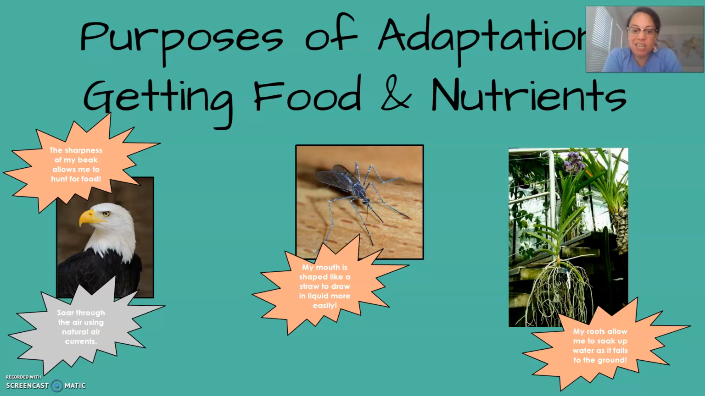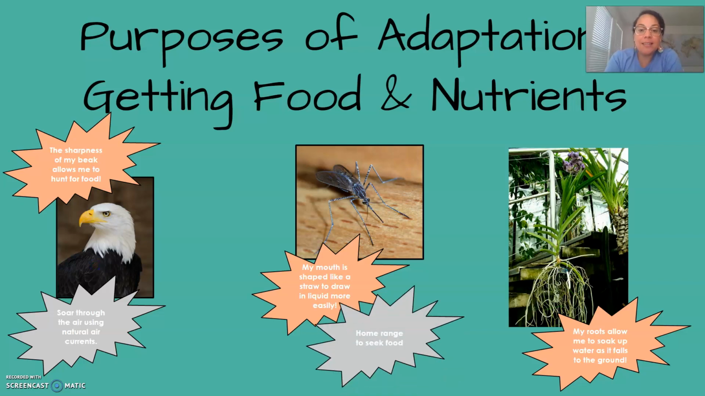Okay, and now a mosquito. Its mouth is shaped like a straw, so it can draw in more liquid easier. But one thing I read about recently is that mosquitoes have this home range for their food. Some mosquitoes will only hunt low to the ground. That's why it tends to be that our legs get bitten up the most during the summer. And other mosquitoes, they prefer to be really up high, even up into the trees, and so they attack birds.